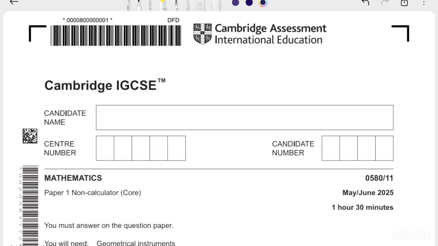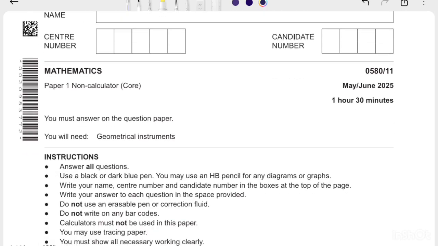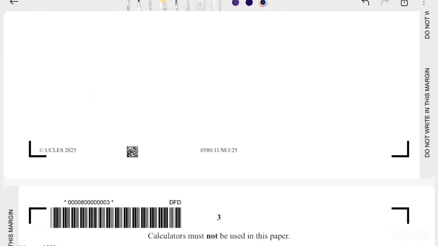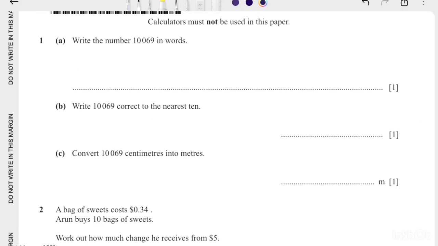Total duration is 1 hour 30 minutes. Formula sheet is given. So let us begin from question number 1. Write the number 10069 in words. So definitely this is very simple. This is 10,069.